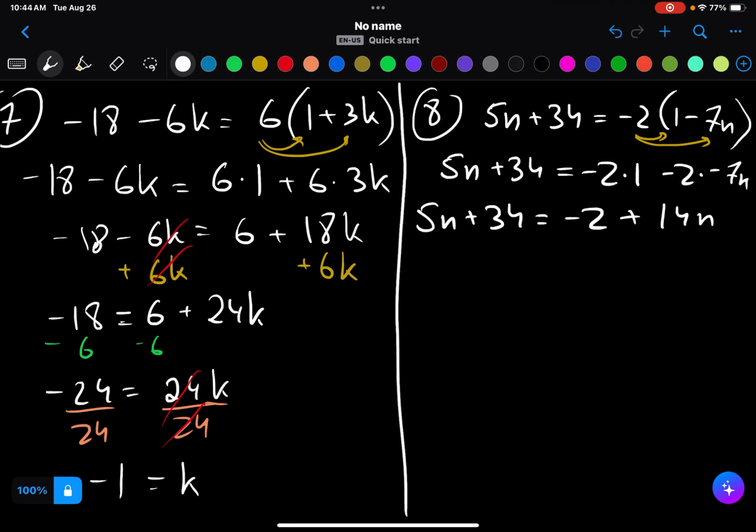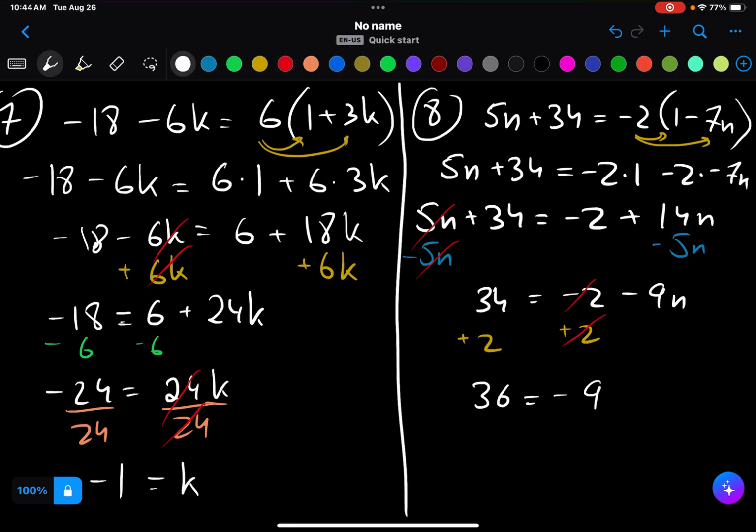All right, now you have n's on both sides. What do we do? Get rid of the smaller one, always. Well, not always, but preferably. The smaller one is a 5n, so get rid of that. Now you just have 34 equals -2 minus 9n. All right, now next step, get rid of the minus 2 by doing plus 2 to both sides. That's gone. You're going to have 36 equals negative 9n.